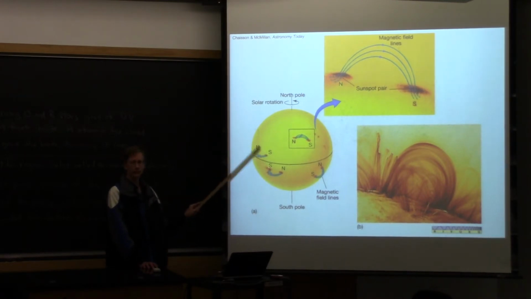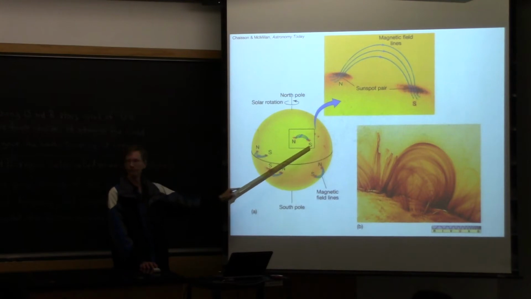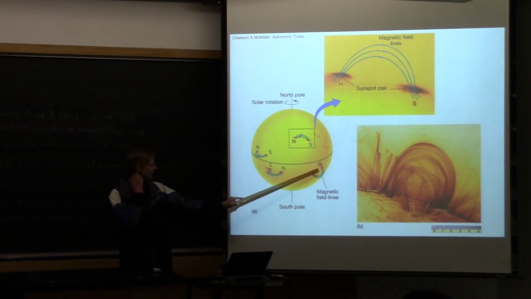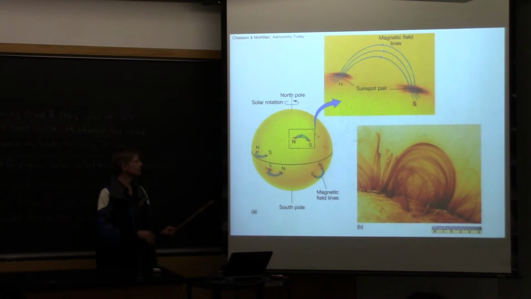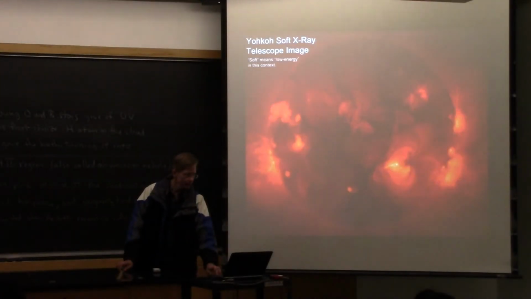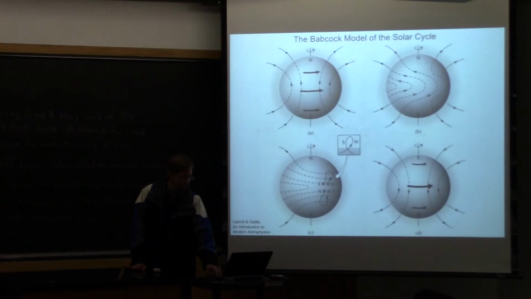The next sunspot cycle, those would be flipped. It would be that in the northern hemisphere, north magnetic polarity was out in front, and in the southern hemisphere, south magnetic polarity was out in front. So the sun's overall magnetic field flips from one sunspot cycle to the next.